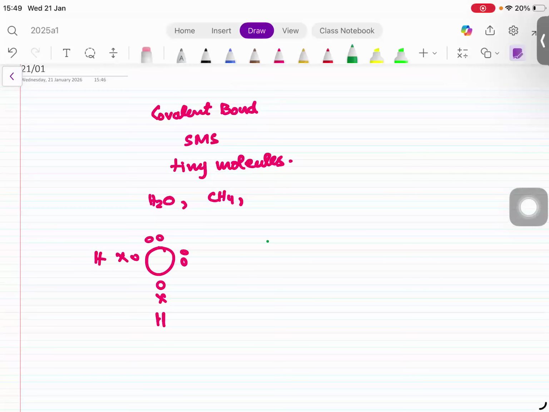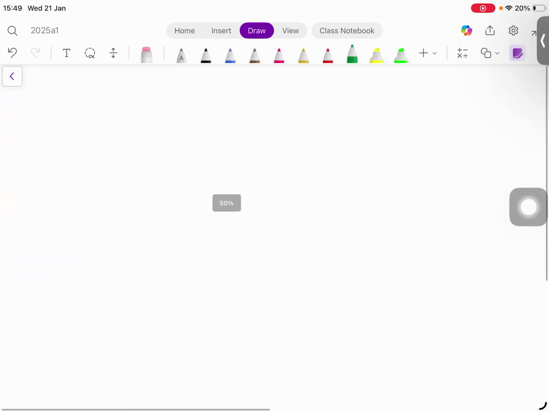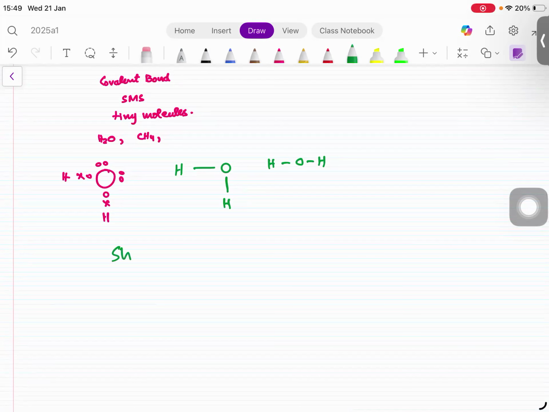So today what we are going to see is, what will be the shape of water? Will the water molecule look like this? Will the water molecule look like this? Or any other? The shape of the water molecule is what we have to see. So this is the topic for today: how the shapes of covalent molecules look. Heading: shapes of covalent molecules.